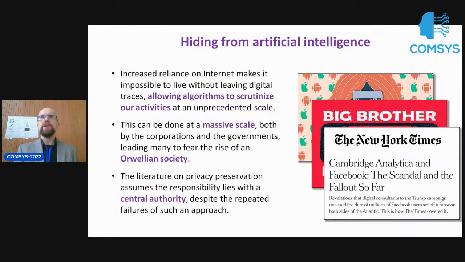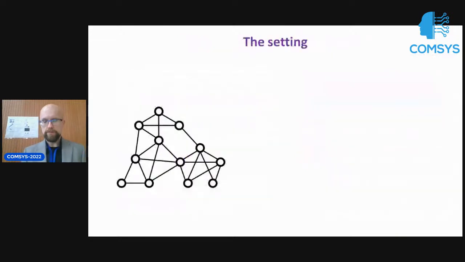At the same time, current literature on privacy preservation assumes that the role of protecting our privacy lies in the hands of a central authority. You have one central authority that is supposed to protect the privacy of the entire society. However, numerous privacy scandals in recent years show that it might not always work very well. So in this line of research, we try to change the situation.